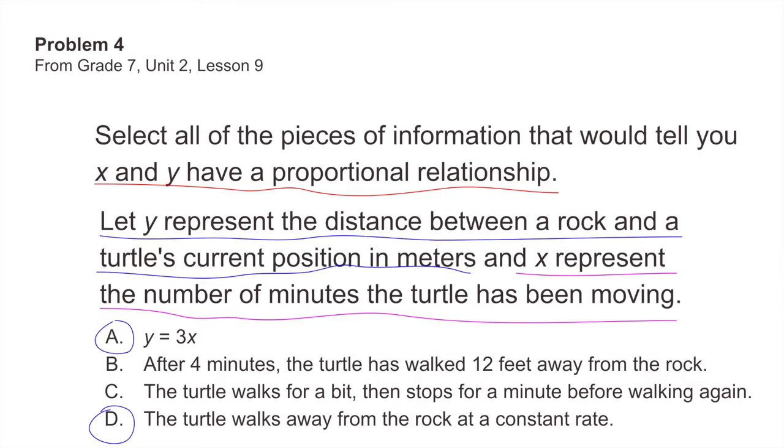I chose A and D. A and D have proportional relationships. y equals 3 times x matches with D. D says that the turtle walks away from the rock at a constant rate, and y equals 3 times x represents a constant rate. I almost picked B, but then I noticed that B mentioned a distance of 12 feet and not 12 meters. The instructions mention meters, not feet.